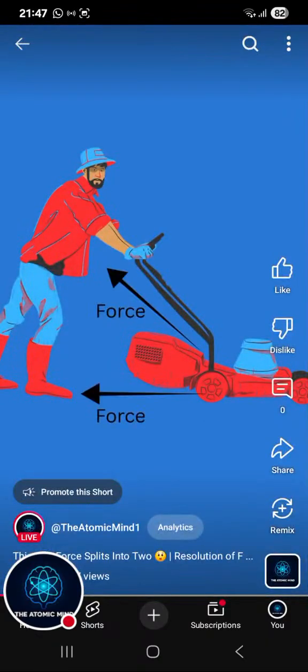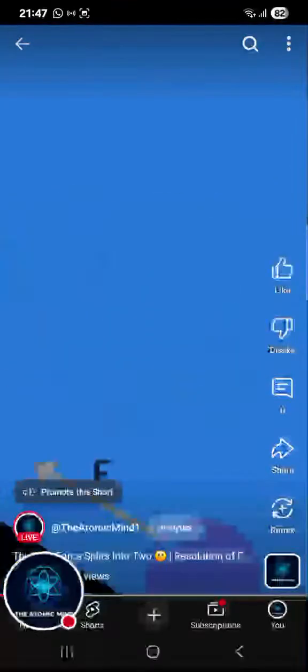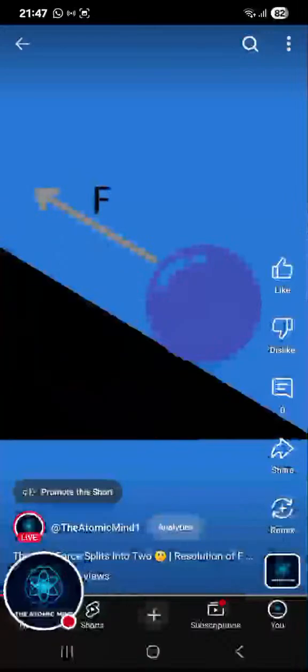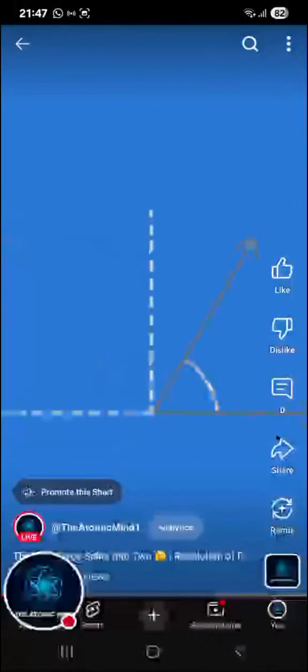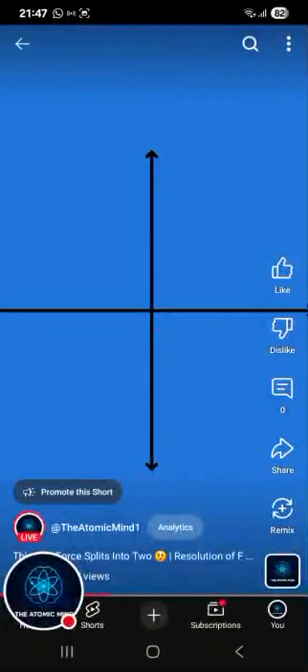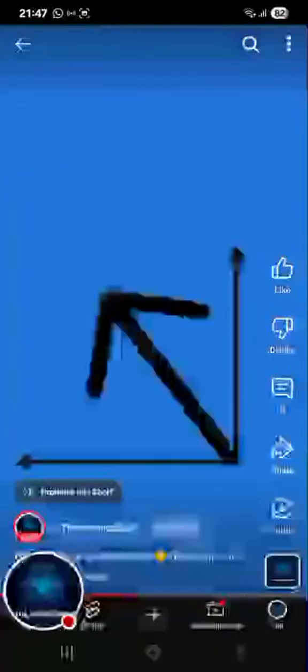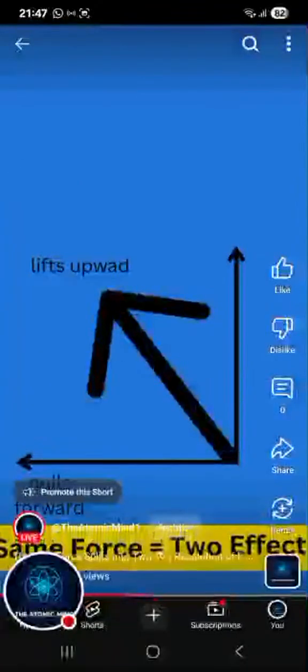Ever pulled something and felt the force go in two directions at once? That's not magic, that's physics. When a force acts at an angle, physics breaks it into two parts called resolution of force. One part acts horizontally, the other vertically. These two parts are perpendicular and they make problems easy to solve. Imagine pulling a box with a rope at an angle. One component pulls the box forward, the other lifts it slightly upward.